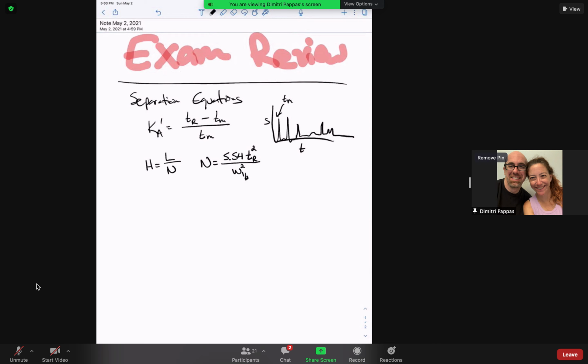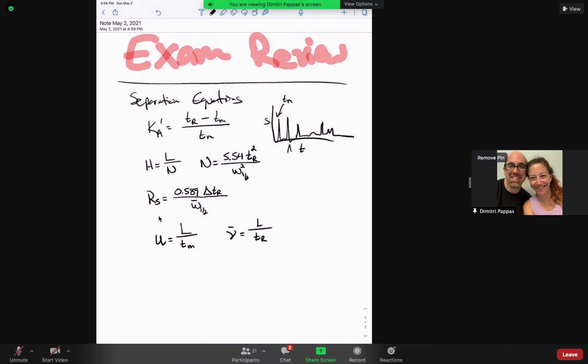Okay. There's resolution, and that's equal to 0.589 times the difference in retention time over the average half width. And then there is the mobile phase flow rate, which is equal to the length of the column divided by the mobile phase time. The analyte migration rate is equal to the length of the column divided by the retention time for whatever column.